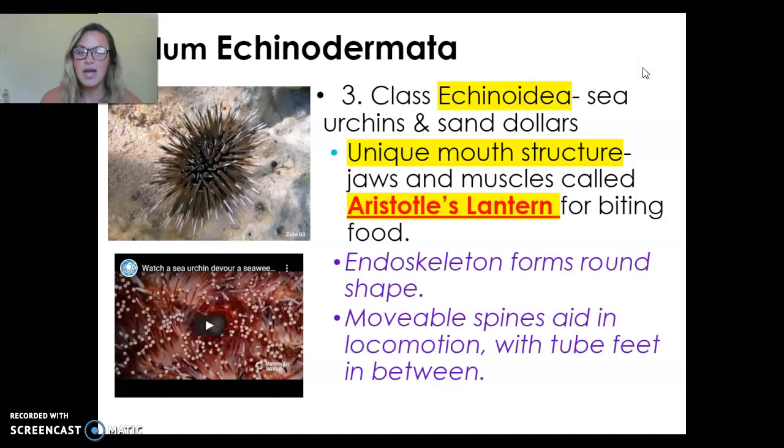All right, so they do have an endoskeleton, and that is what's forming the round shape of both the sand dollar and sea urchin. And they do have movable spines, and these spines aid with locomotion, in addition to having tube feet in between that aid as well.